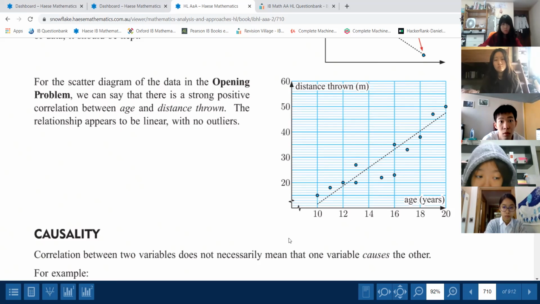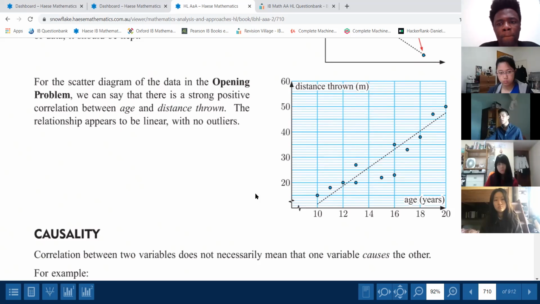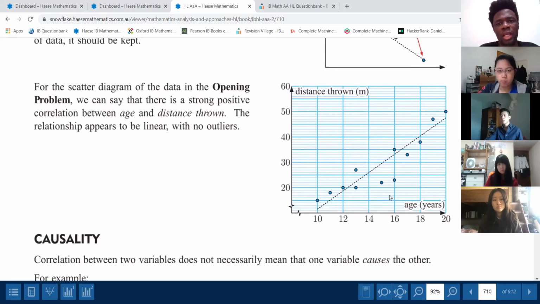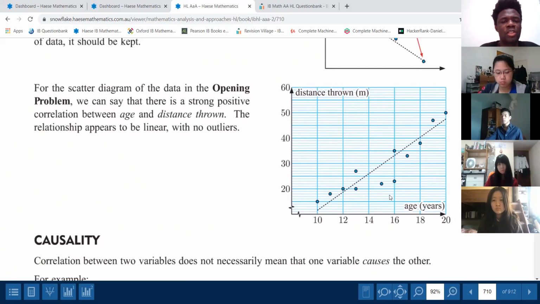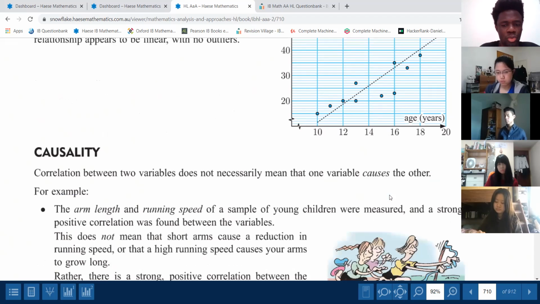Come on, quickly. It's moderately positive. It's positive, moderate. We can't say this is strong, isn't it? Some of them are kind of far, right? So we can say, yeah, it's positive, moderate. So there's a moderately positive correlation between the age and the distance thrown.